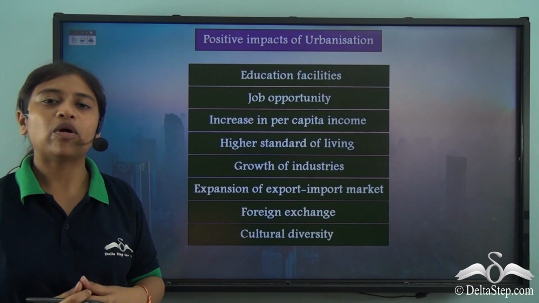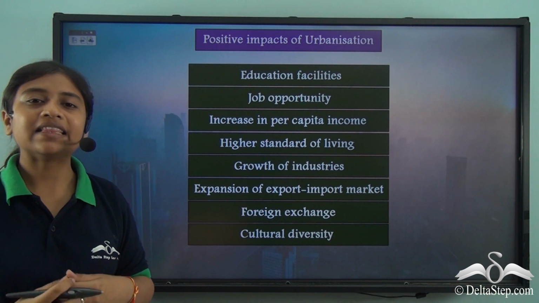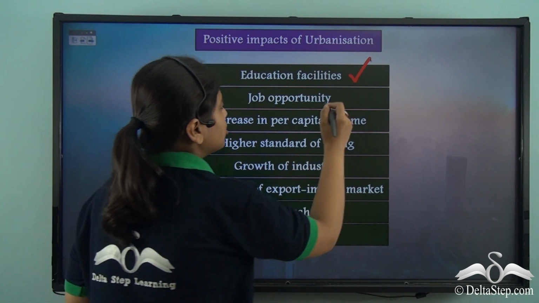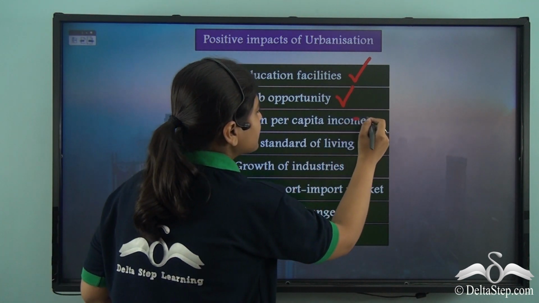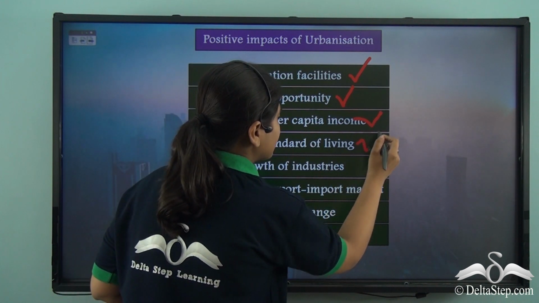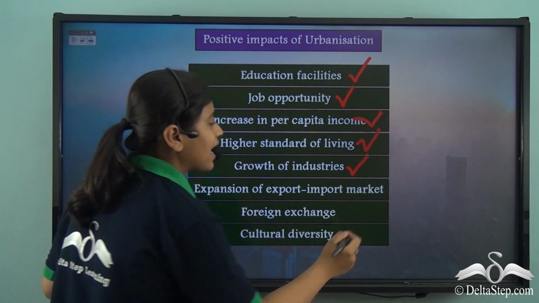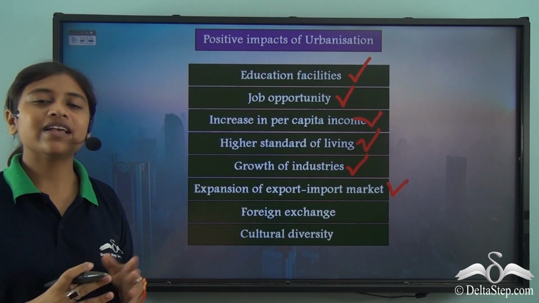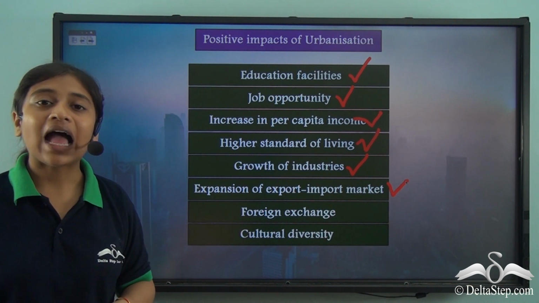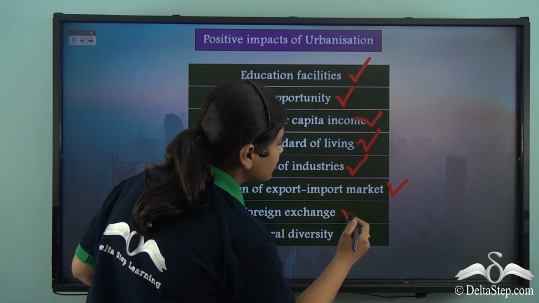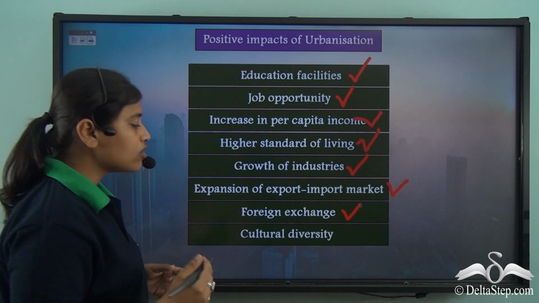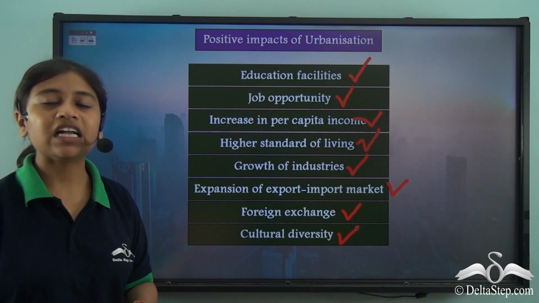So here is a list of positive impacts of urbanization, and these include educational facilities, as I mentioned earlier, job opportunities, increase in per capita income, higher standard of living, growth of industries, and expansion of import-export business. As industries are growing, there is expansion in the import-export market, and this also brings in foreign exchange. That is the opportunity to work with companies and international brands or international trading centers. And also, we have the advantage of cultural diversity.